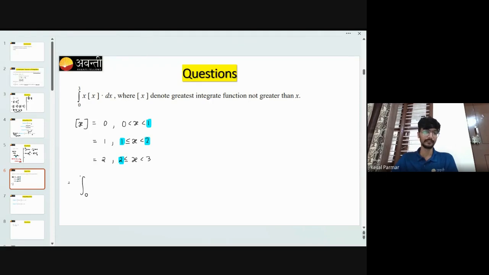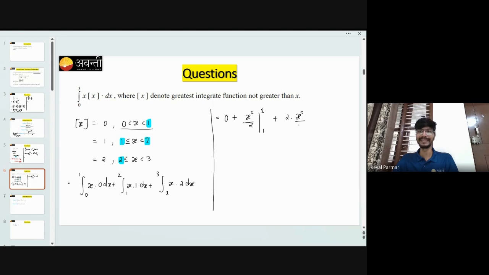That means I can write it as 0 to 1, 1 to 2, and 2 to 3. Right? Now x will remain as it is everywhere. This I am splitting by property number 4. If it is between 0 to 1, step of x is 0, plus. If it is between 1 to 2, step of x is 1, plus. If it is between 2 to 3, step of x is 2. So here this will get cancelled, that is, this will be 0. So what I'll get is 0 plus the integration of x, x square by 2 from 1 to 2, plus 2x square by 2 from 2 to 3. Here 2 will get cancelled.